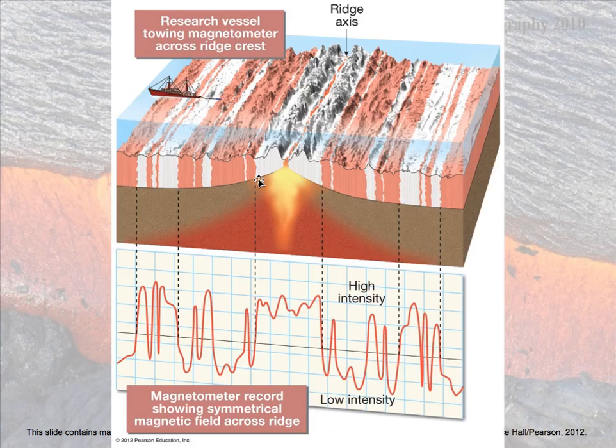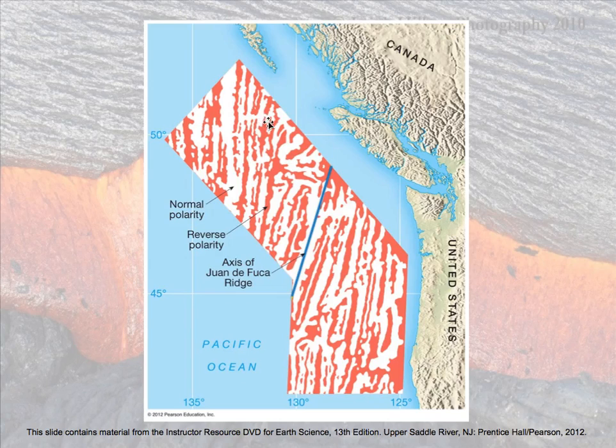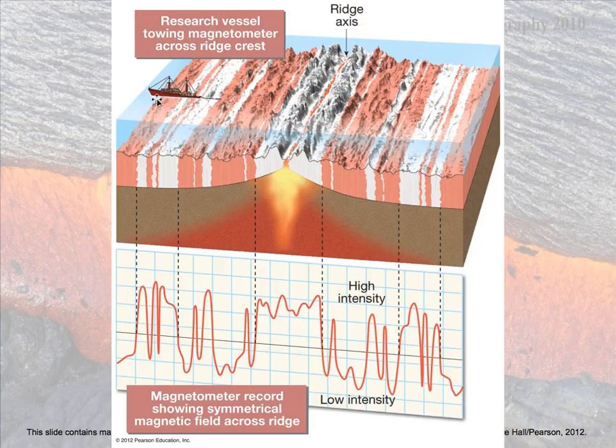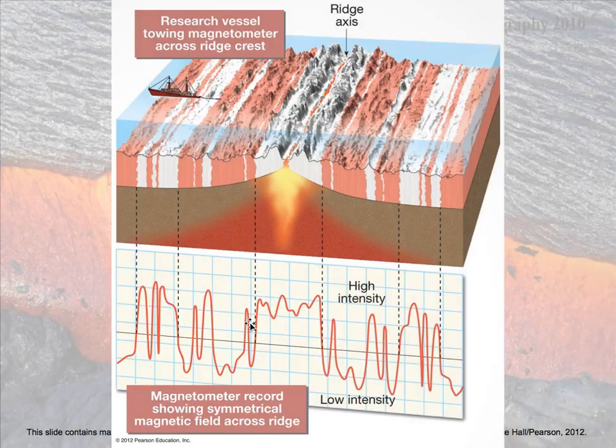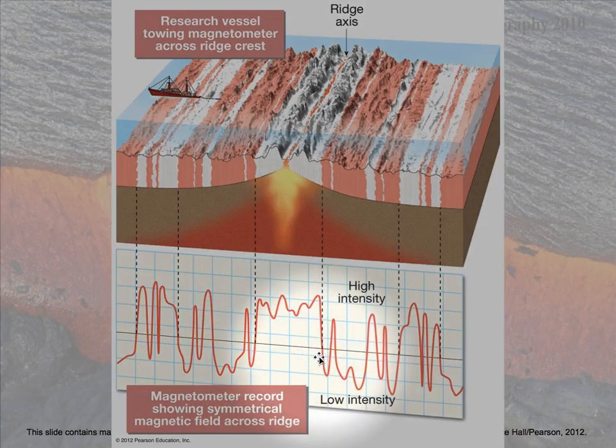This is another way of looking at it and seeing the magnetic striping. Ships that tow magnetometers across ridges will get this magnetic data that looks basically like a series of the strength of the magnetic field of those rocks. And you can see the pattern. If you look from the center outward, the pattern of peaks and valleys is identical, a mirror image of what it is on the other side, which means that these two sides started off in the same place.